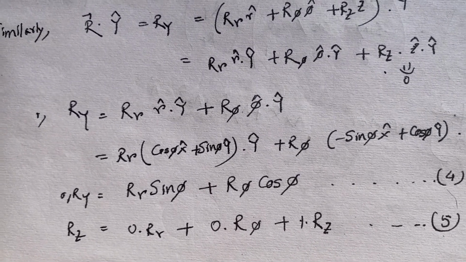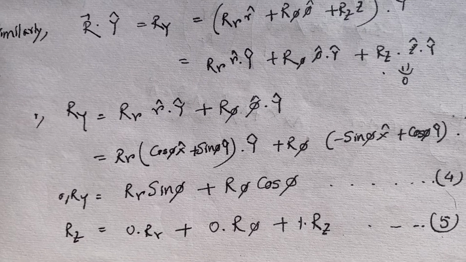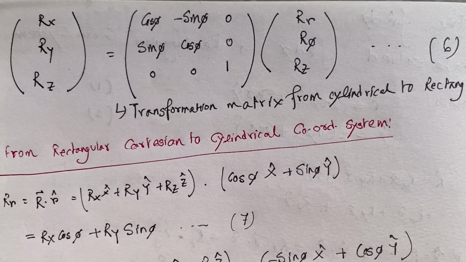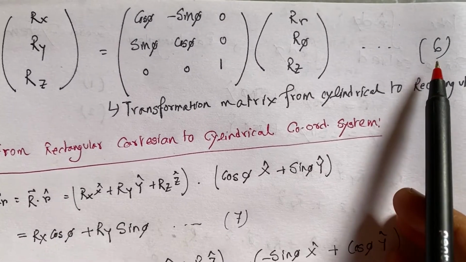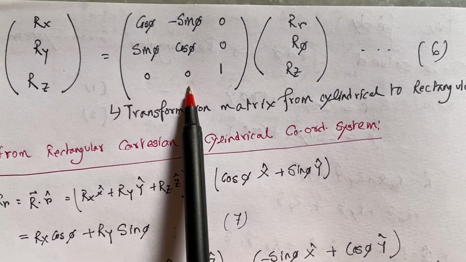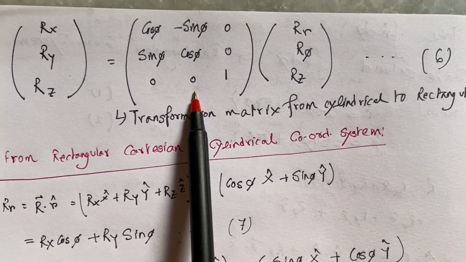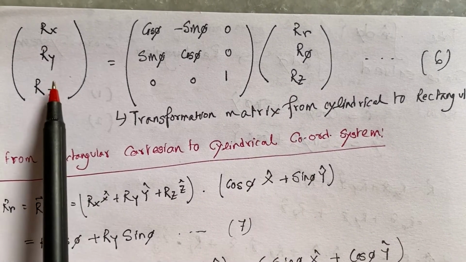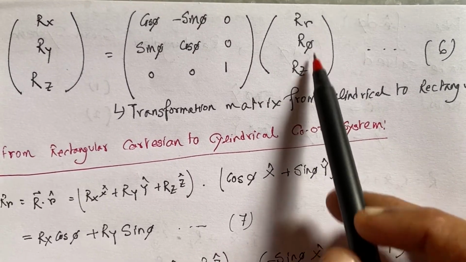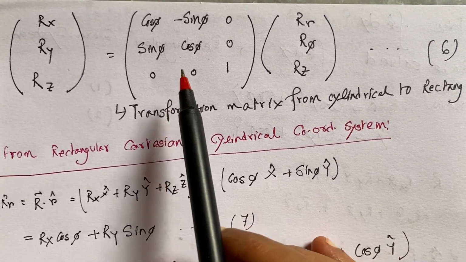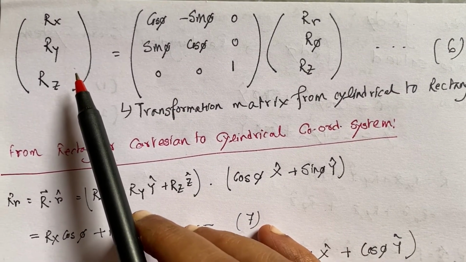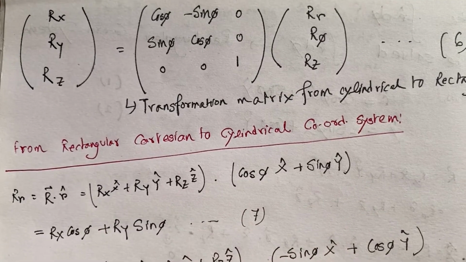Now I will write a matrix which will help me to switch over from one coordinate system to the other. Using equations 3, 4 and 5, I have obtained equation 6. And this is a transformation matrix. This matrix will help me to transfer from cylindrical coordinate to rectangular Cartesian coordinate. If I know the components in the cylindrical coordinate, then I need to construct this matrix and I will obtain the components along the rectangular Cartesian coordinates, that is Rx, Ry, Rz also.